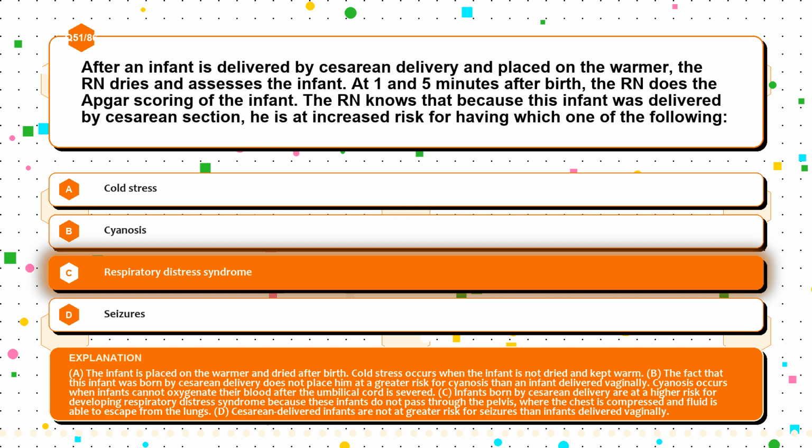C. Infants born by cesarean delivery are at a higher risk for developing respiratory distress syndrome because these infants do not pass through the pelvis, where the chest is compressed and fluid is able to escape from the lungs. D. Cesarean delivered infants are not at greater risk for seizures than infants delivered vaginally.